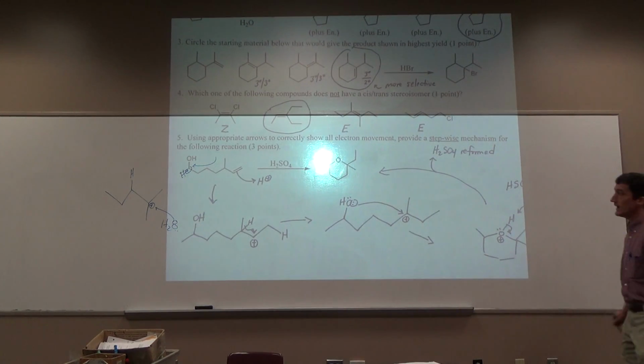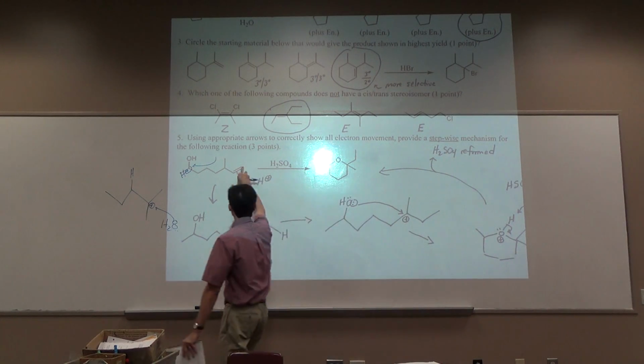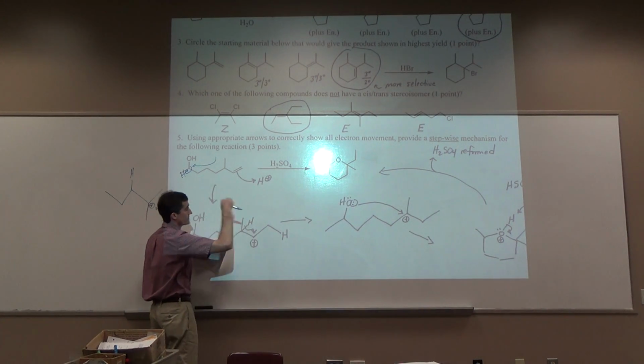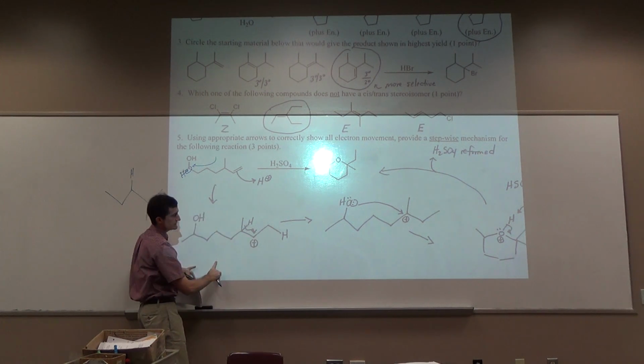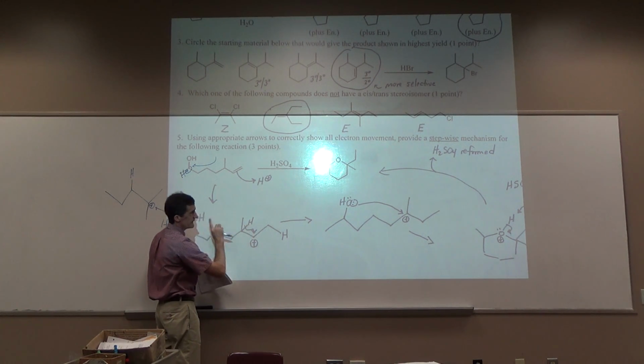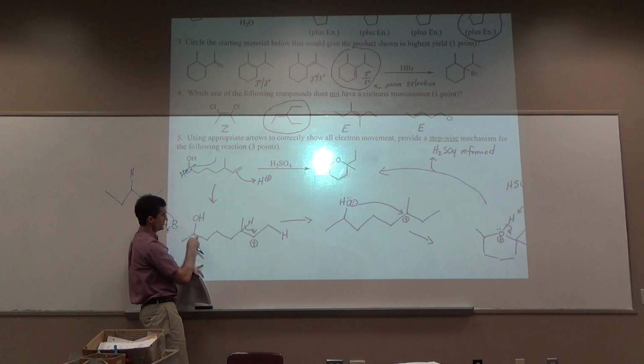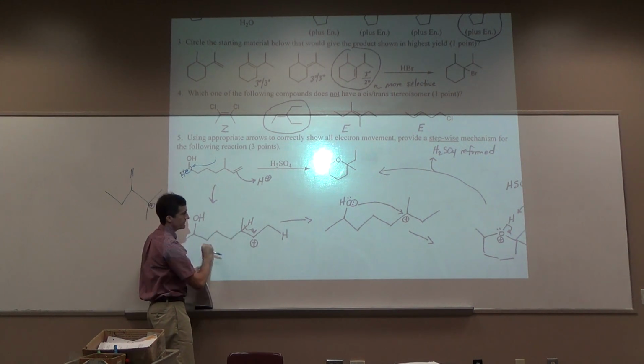Mechanism: the alkene gets protonated. Carbocation here. If this OH attacks here, it would be a 7-membered ring. We need to make a 6-membered ring. So 1, 2, 3, 4, 5, 6. The OH needs to bond here.